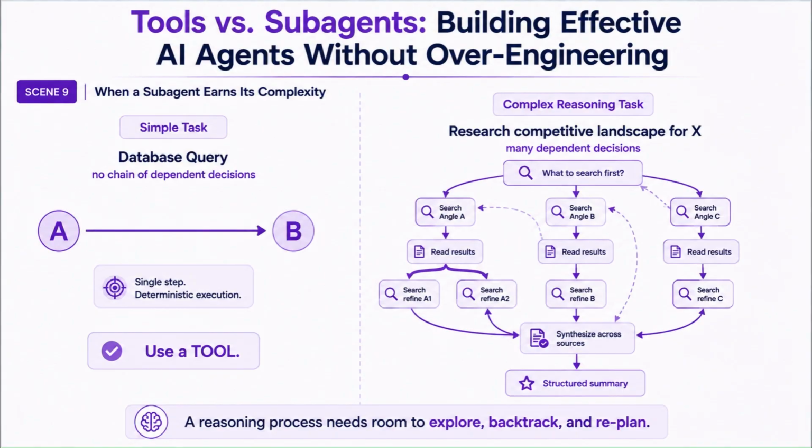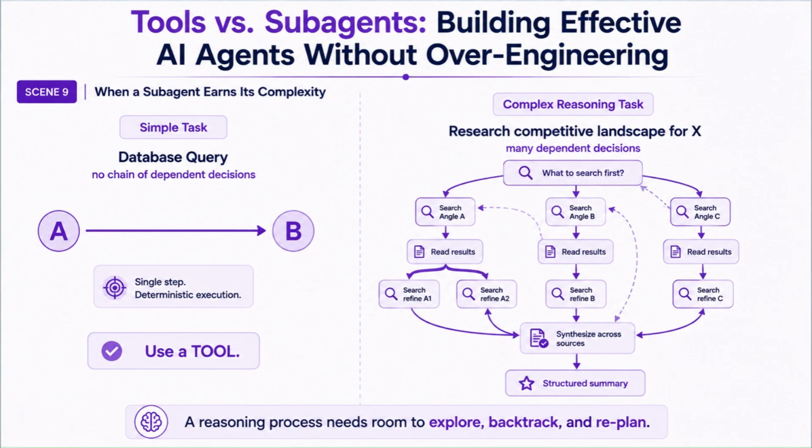Now, when does a subagent actually earn its added complexity? First scenario: the task has non-obvious intermediate steps. Consider research the competitive landscape for X. That involves deciding what to search first, reading results, deciding what to search next based on what you just found, synthesizing findings across many sources, and producing one structured summary at the end. Each step genuinely depends on the step before it. That is a real reasoning process, not a lookup, and it belongs in its own dedicated context rather than cluttering the orchestrator's.